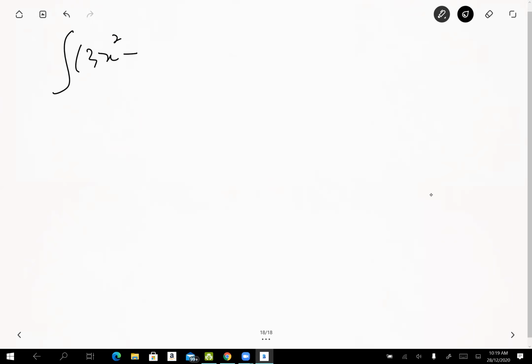3x squared dx plus 5x squared dx. Say integral from 0 to 2. Okay, so what we are given is the form on the right, for the formula. We are given the form on the right, this one. Okay, so we can apply the rule.